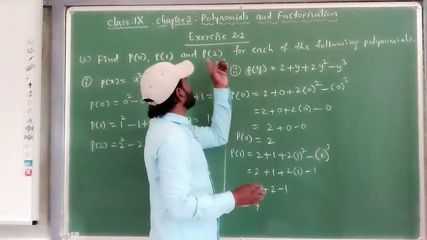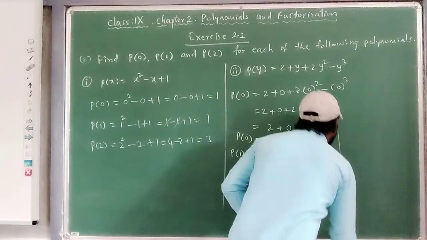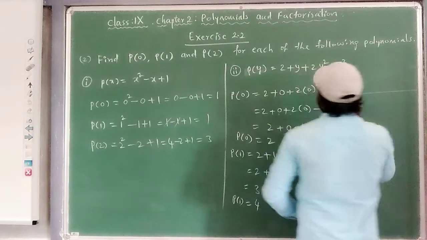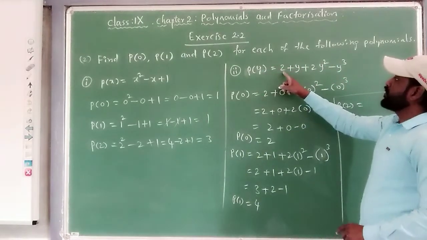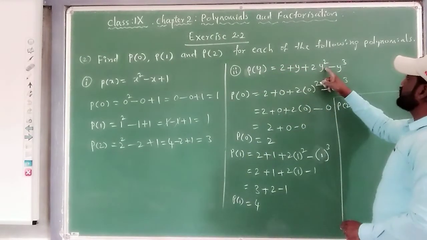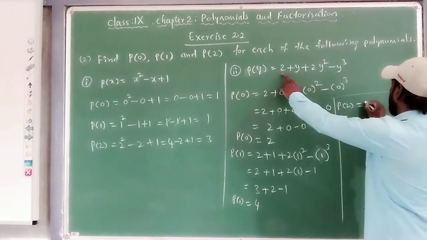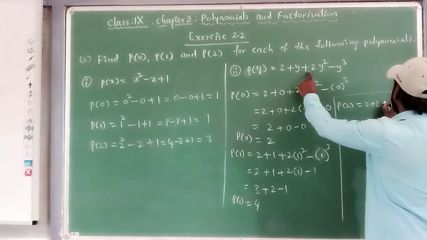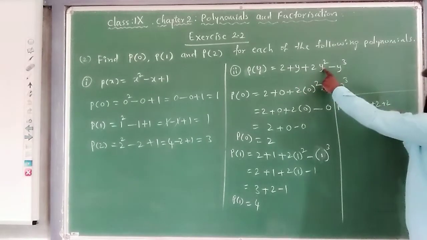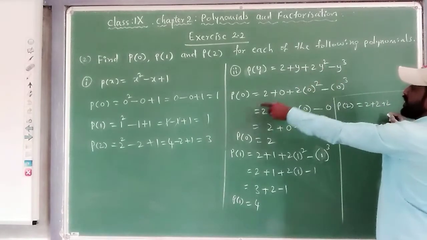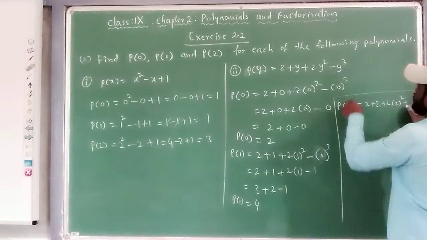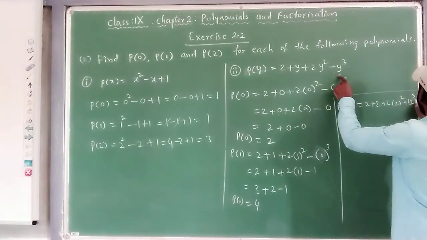Next, what do you have to find? P of 2 also you need to find. So I will write here P of 2. See, P of y is equal to 2 plus y plus 2y square minus y cube. First 2 as it is, plus y means 2, plus 2 into y square. Y square means in place of y we are writing 2, so 2 square, minus y cube, that is 2 cube.